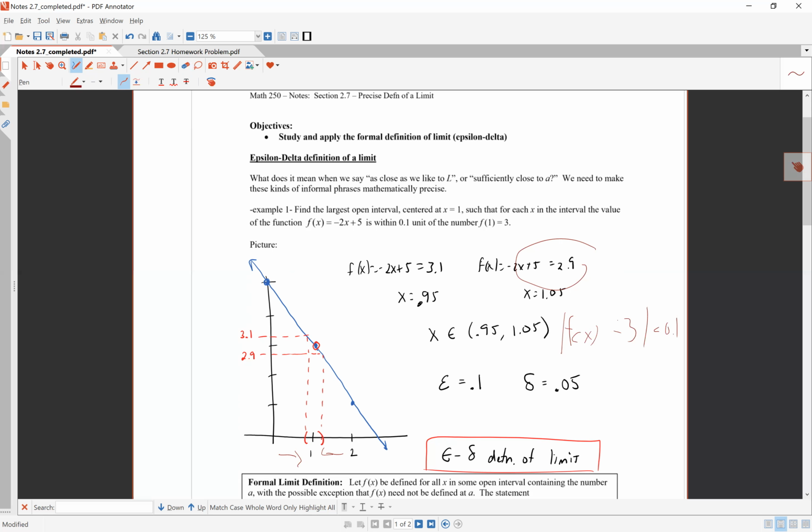Okay, so f of x is minus 2x plus 5, and we know that the absolute value of f of x minus 3 is less than 0.1 if x is in this interval right here. That epsilon equal to 0.1 was arbitrarily chosen. Make it 0.05 or 0.01, and then you'll need an even smaller interval. But the idea is that you can get as close to 3 as you want just by restricting your interval. In this case, if we make the interval from 0.95 to 1.05, f of x gets within 0.1 of 3. It never breaks out of that range.